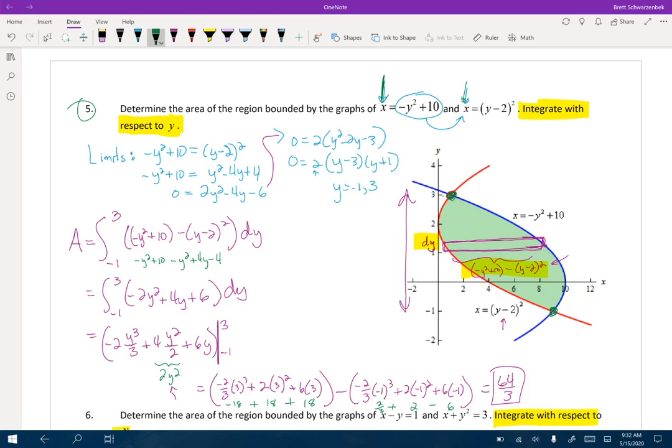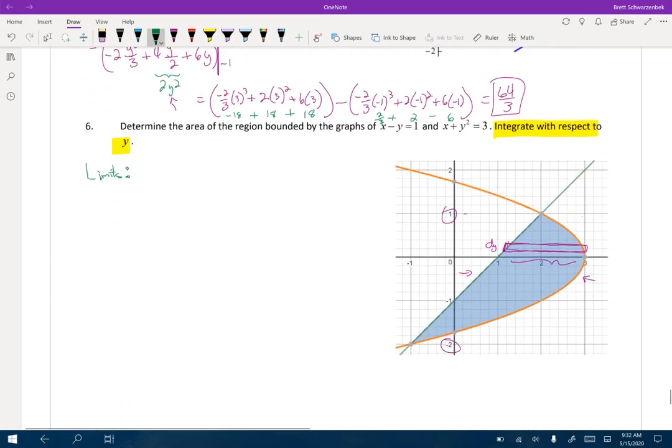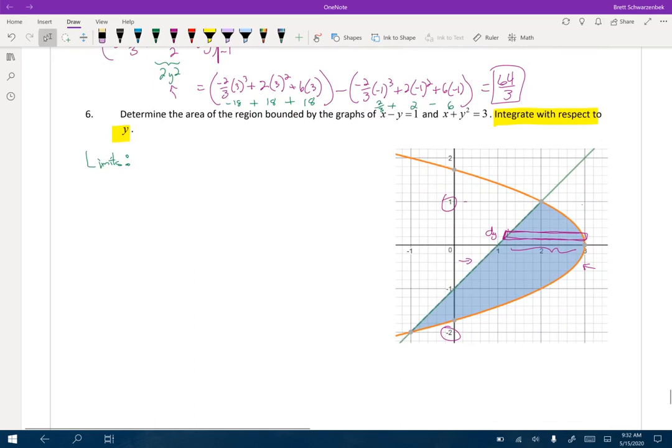Now, this is the first problem where they aren't, which means you have to look at what it's with respect to, y, and know that you have to solve each equation for x. This is absolutely important that you do this. So this will be x equals y plus 1. This is going to be x equals 3 minus y squared. You must make this change.